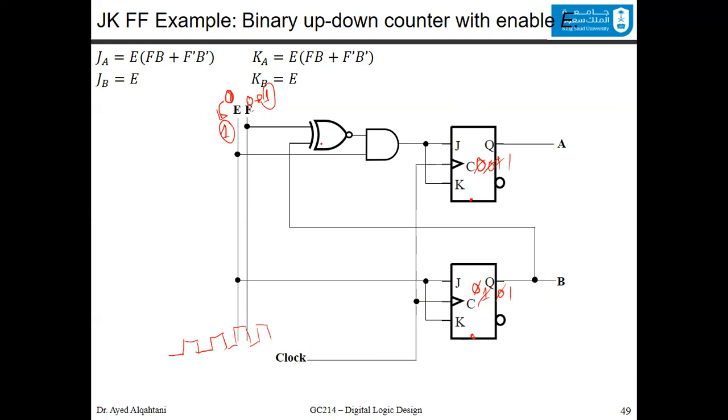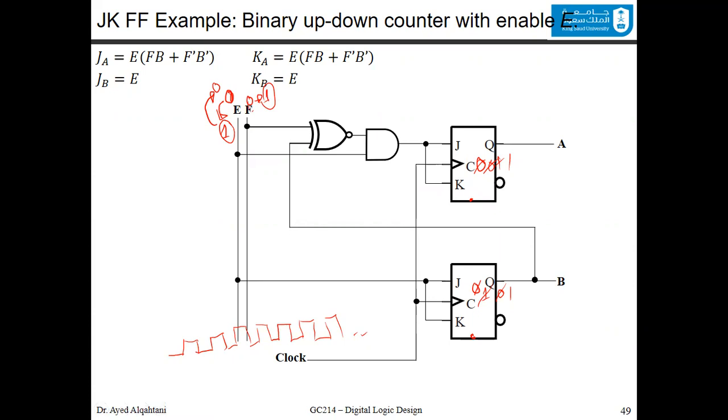If at this point you change the enable back to 0, then you have the enable 0, and this will be the same value in the JK flip-flops, even if you give it many clocks. And so on. This way you can verify the design.